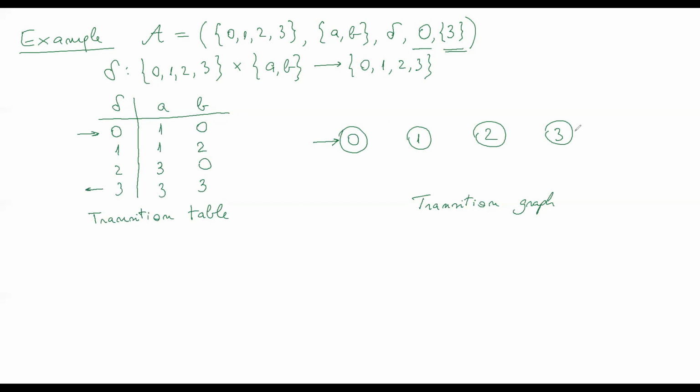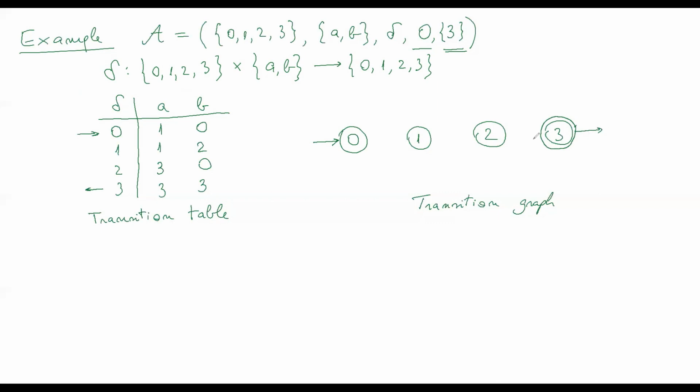And I indicate that state 0 is your initial state by having an incoming arrow. And I indicate that 3 is a final state by having an outgoing arrow. In some textbooks, the outgoing arrow is skipped, and instead they indicate that this is a final state by having a double circle on 3. So either one of them, or both if you like, but either one of them is enough.